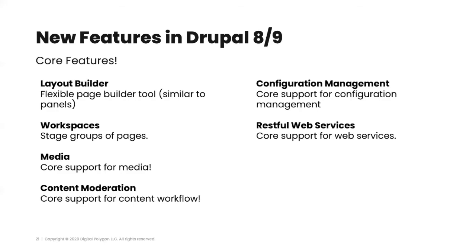I'm going to start with mainly the core features here. Core had initiatives to focus heavily on the content authoring experience. Layout Builder came out in the Drupal 8.5, 8.6 timeframe. It's a flexible page builder tool, and we'll take a look at it in a minute. It is very similar to Panels, but much easier to use for a normal content editor, and it's much more integrated into your content. It works with workflow and with revisioning. A lot of the issues in Drupal 7 have been solved in the rewrite here.